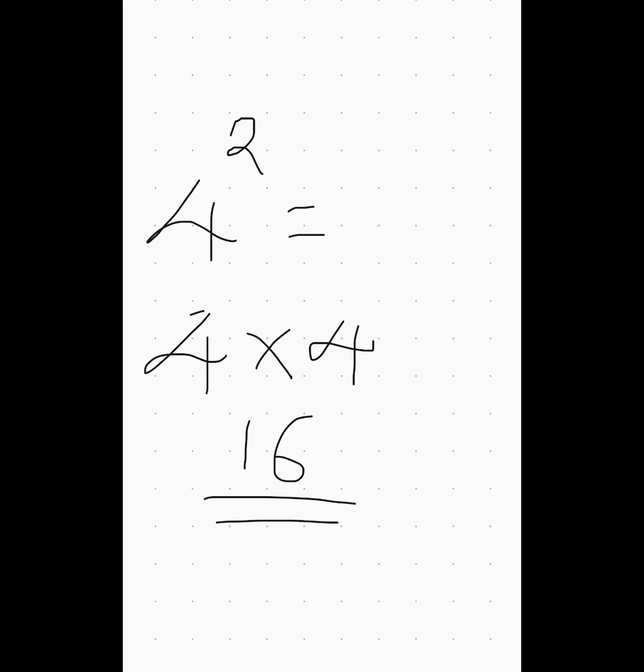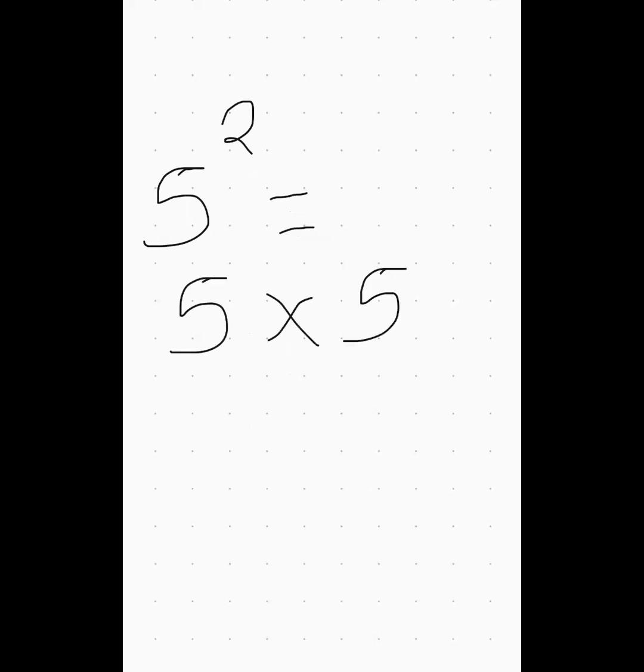Let's look at 5. We also had 5 squared. What is the answer to 5 squared? The answer to 5 squared is simply obtained by multiplying 5 by itself. 5 times 5 gives us 25, and 25 is the square number of 5. So that's how you get the square of 5.